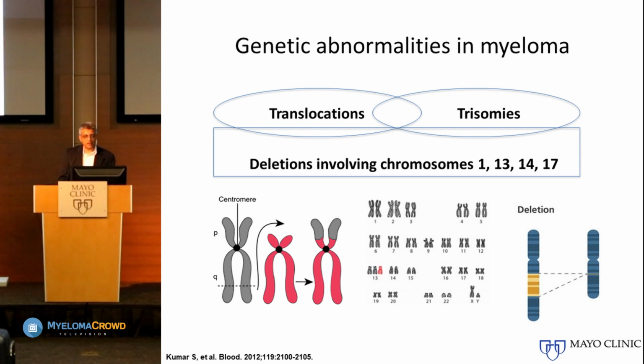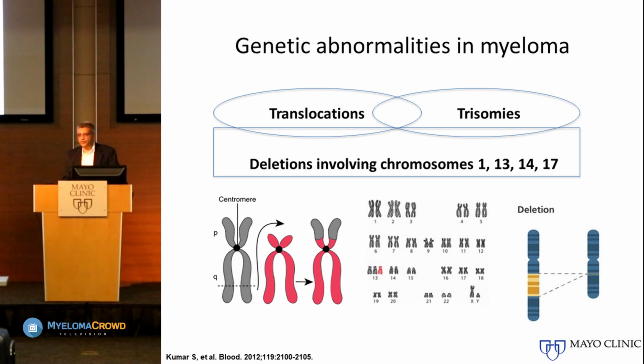Now, when you think about them, there are 3 major groups of abnormalities. One of them is called translocations. What happens is a piece of one chromosome goes and gets itself attached to another chromosome, and they exchange the genetic material, so to speak. So those are translocations, and you can find some translocation in almost 40% of patients with myeloma.